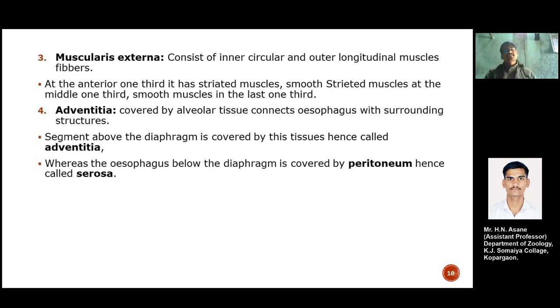Whereas the esophagus below the diaphragm is covered by the peritoneum layer, and this peritoneum layer is covering the layers below the diaphragm. Hence it is called the serosa. So the part below the diaphragm covered with the peritoneum is called the serosa layer.